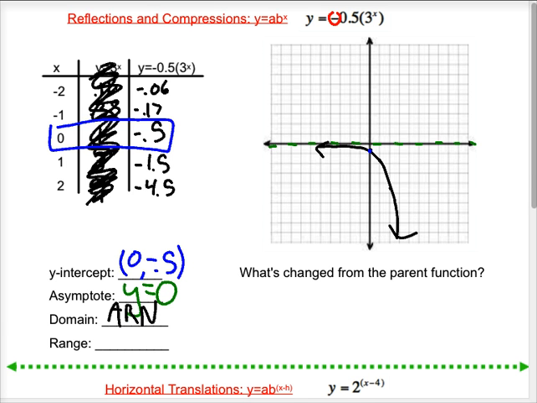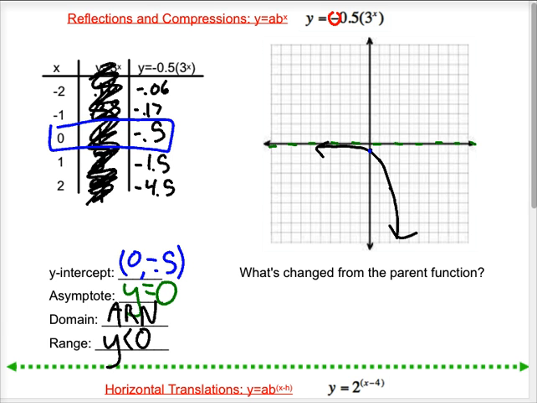But now let's look at the range. Look at how the range has changed. All right, we are still starting at 0, but this time we're going down instead of up because of that reflection. So we're getting all the values y being less than 0 this time.